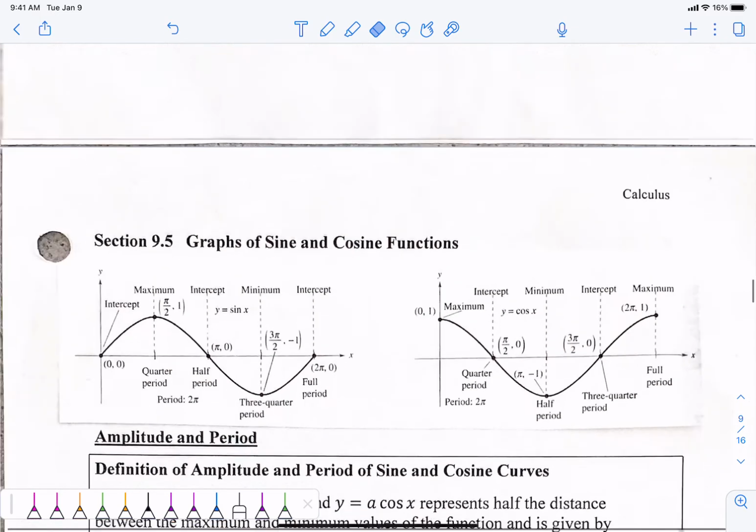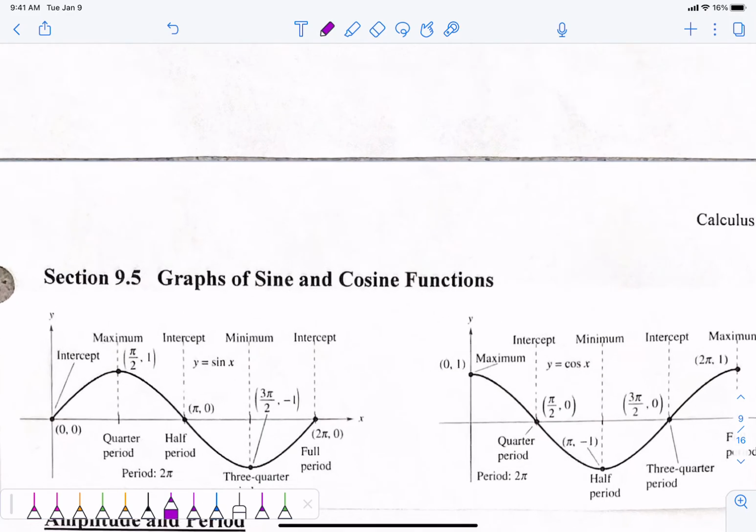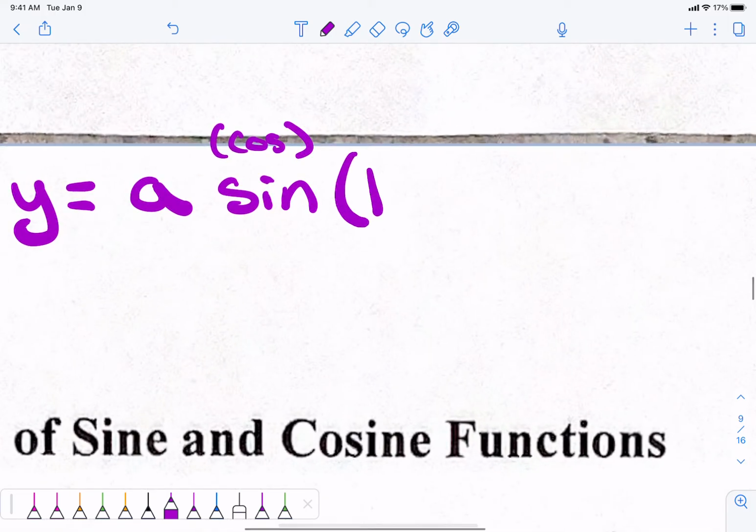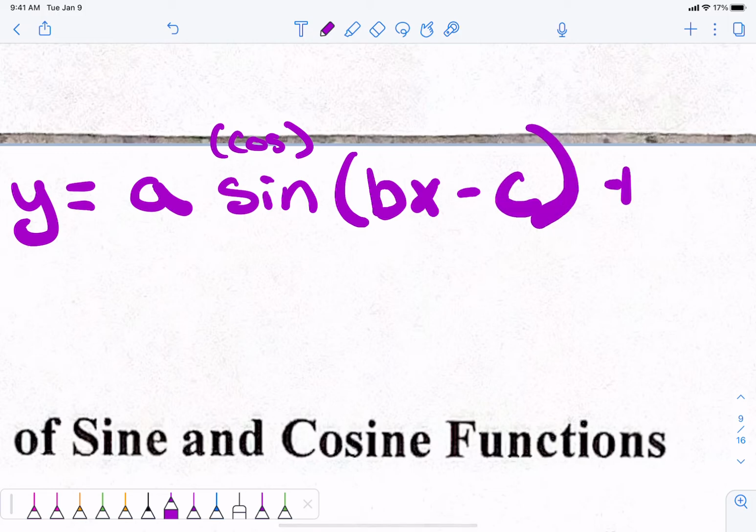Happy with that? Go to the top of this paper, and I'm going to give you all of the information that we're going to learn in this section. This is a rundown of what we did last year. You will have functions that look like this: y equals a sine, and it could be cosine, I'm putting cosine in parentheses because it doesn't matter, of bx minus c, plus d.